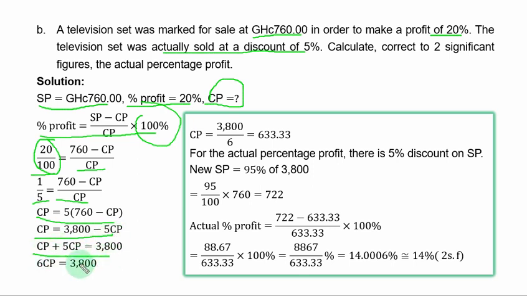If you add the left hand side, you have 6 CP equal to 3,800. Divide both sides by 6. CP is equal to this, and that is 633.33. Now, for the actual percentage profit, there is 5% discount on selling price. That actually means that the new selling price is 95% because you've removed 5% discount of the original selling price.